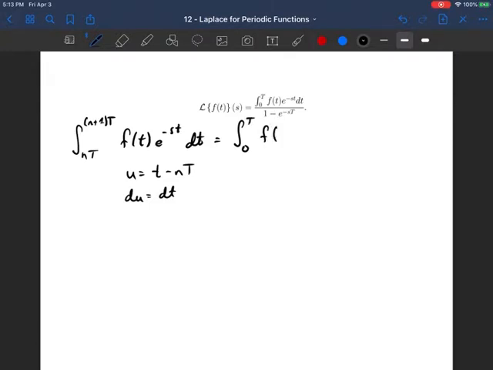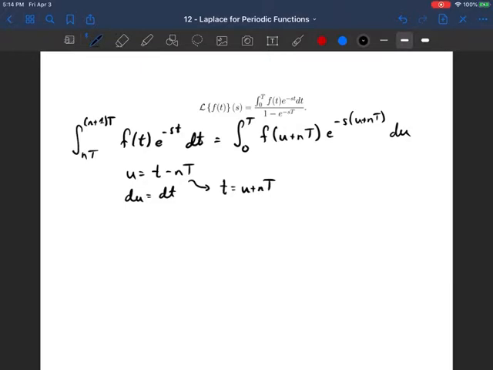So the integral becomes, well, if t is equal to nT, then u is equal to 0. So it's the integral from 0 to T of f of, well, not t. Right, because u is equal to t minus nT, t is equal to u plus n capital T. So this is the function f of u plus n capital T times e to the minus s times u plus n capital T du.